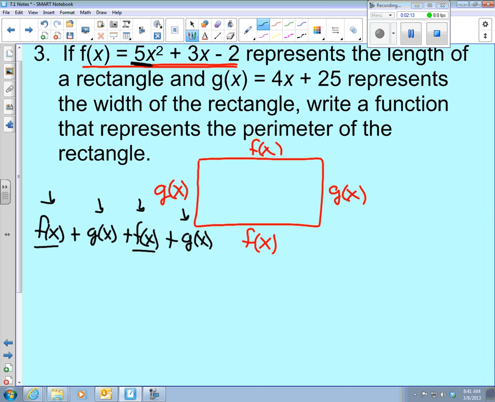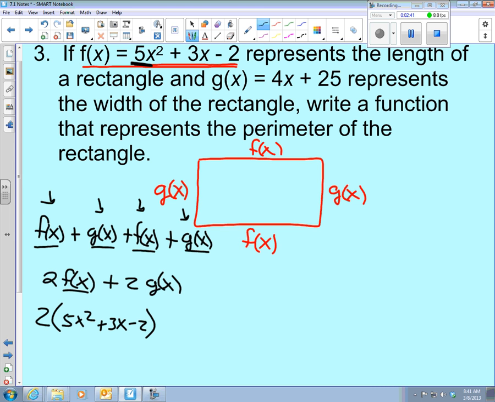f of x plus f of x is just 2 f of x because there's two of them. Plus another g of x plus g of x is 2 g of x. So basically you're multiplying 2 by the f of x function, then adding it to 2 times the g of x function. And the way this works is, well, 2 times, what is f of x? 5x squared plus 3x minus 2. All I did was plug in what the title of this function is actually equal to, plus 2 times the g of x function, which is 4x plus 25.